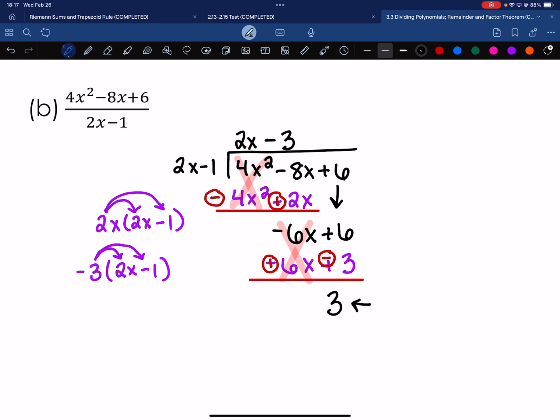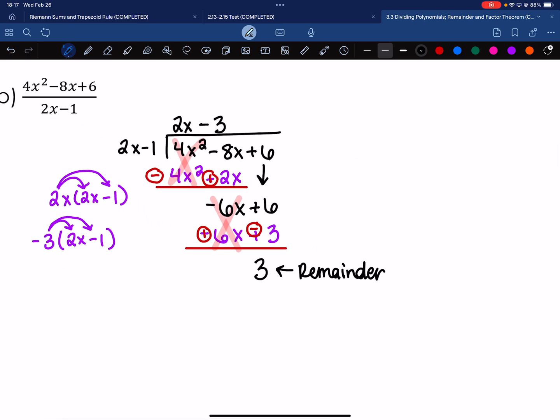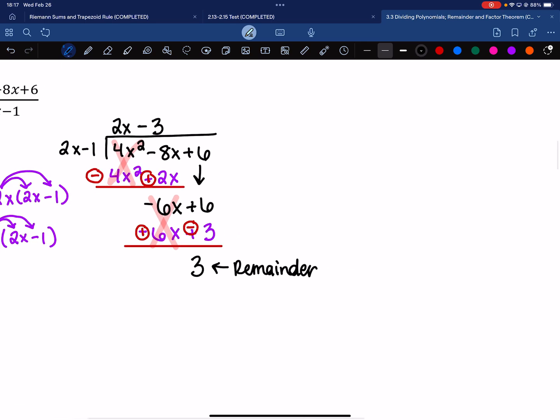So this time we have a remainder. When you have your remainder, you're just going to add it to your answer in the form of a fraction. It's going to be your remainder over what you were dividing by, just like every other division problem. So we have 2x minus 1 plus our remainder over what we divided by, 2x minus 3.